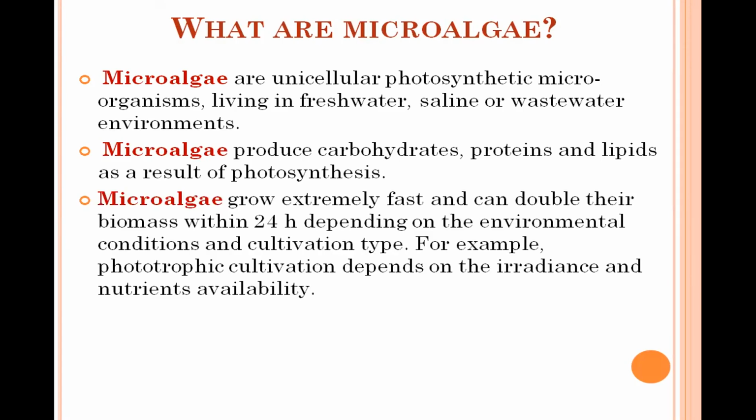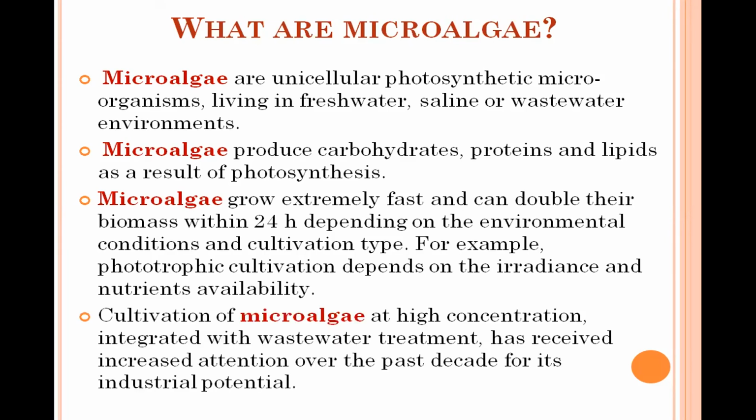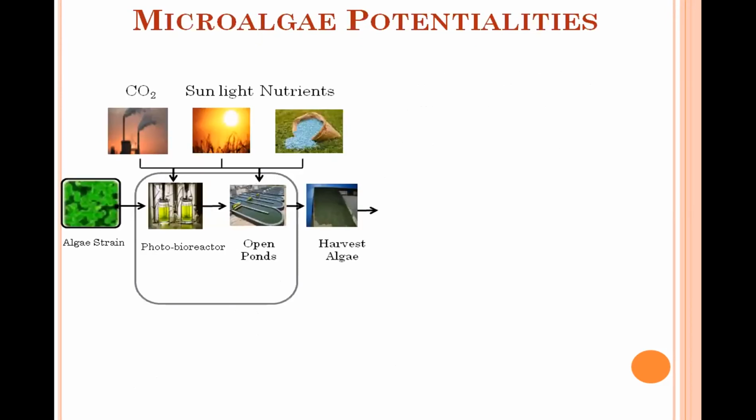Microalgae grow extremely fast and can double their biomass within 24 hours, depending on the environmental conditions and the cultivation time. For example, phototrophic cultivation depends on the radiance and the nutrient availability. And these nutrients are available in plenty in wastewater. So cultivation of microalgae at high concentration, integrated with wastewater treatment, has received increased attention over the past decade for its industrial potential.